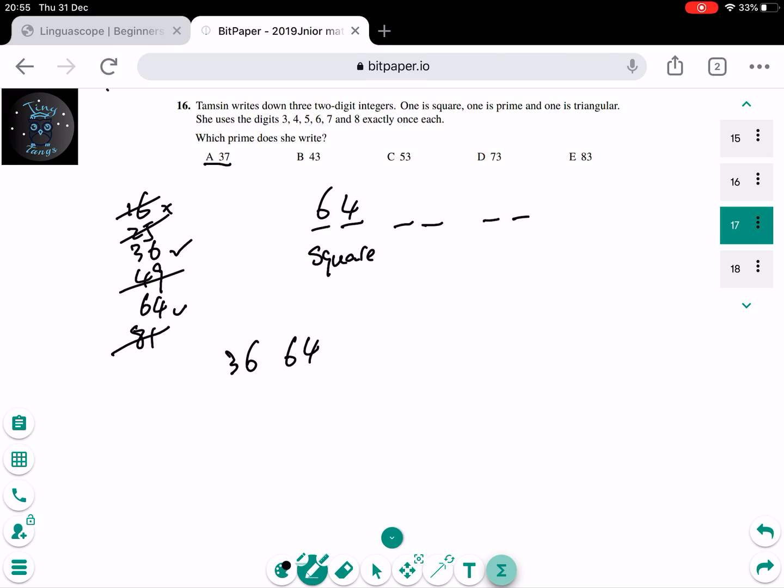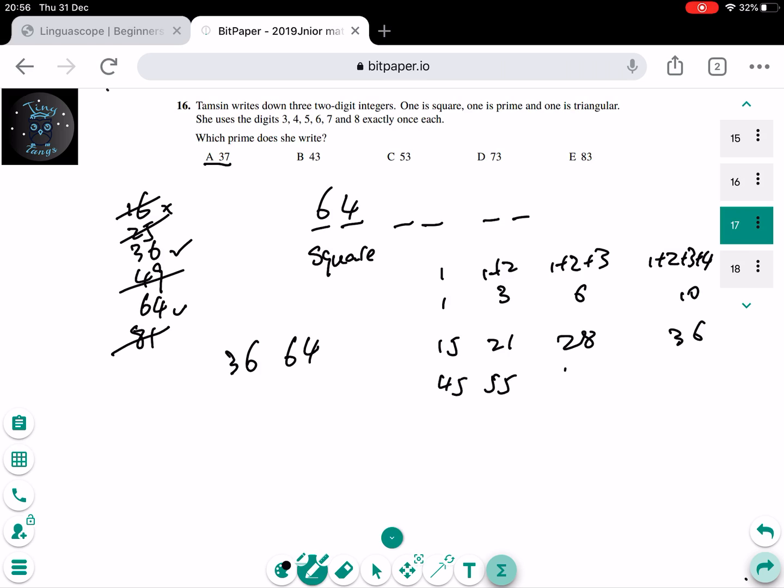Then let's try the prime number. And let's try the triangular number first. Triangular numbers are like 1, which is 1. 1 plus 2, which is 3. 1 plus 2 plus 3, which equals 6. 1 plus 2 plus 3 plus 4 equals 10. And so on, it keeps on going. So 1, 3, 6, 10, 15, 21, 28, 36, 45, 55, 66, and 78.